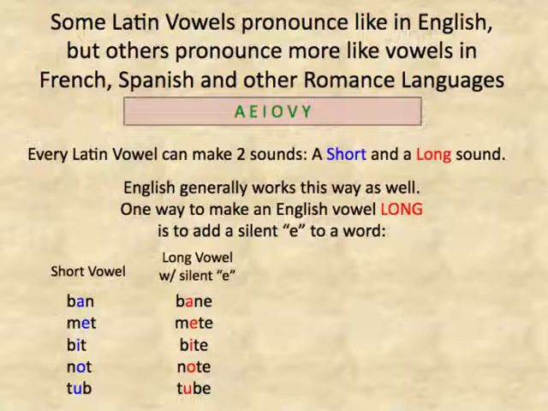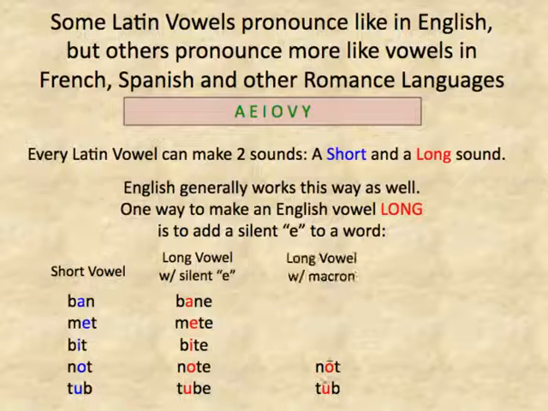So the way the Romans are going to handle the long vowel is not by adding a silent letter to the end of the word. Instead, they're going to put a long mark, a line, a macron over the top of the vowel. And if you see that line over the vowel, it says it doesn't have a short sound, not. Instead, it has the long sound, note. Same thing, tub becomes tube. Instead of short, it's long, tube.